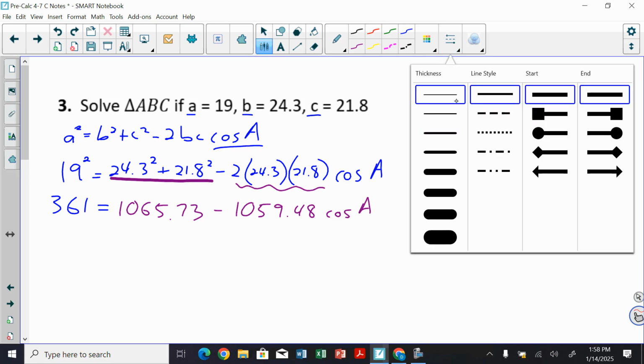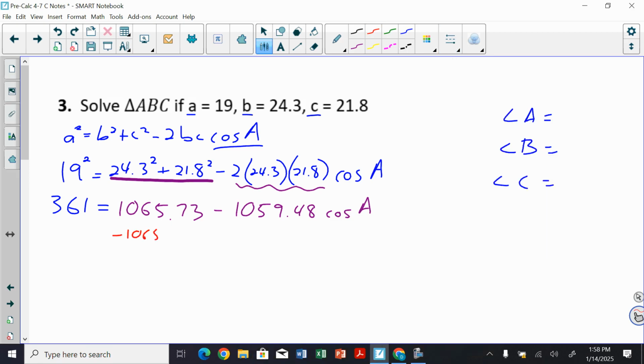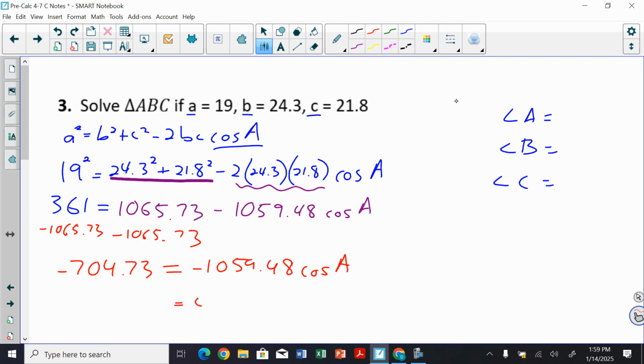So first, I'm going to subtract here from both sides. So I end up with a negative 704.73 equals negative that whole thing. Okay, and then when I divide, I'm going to end up with the cosine of A, and this is where you're going to get a weird decimal, 0.665, and it keeps going and going.